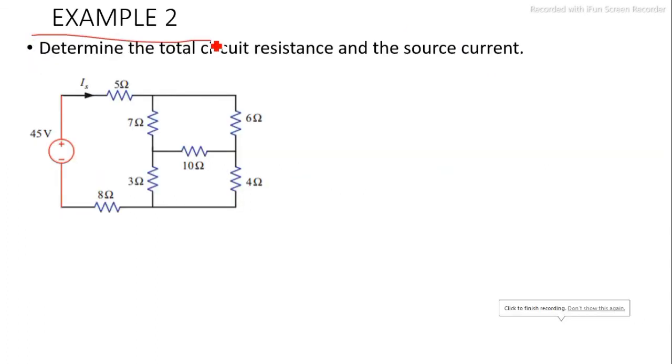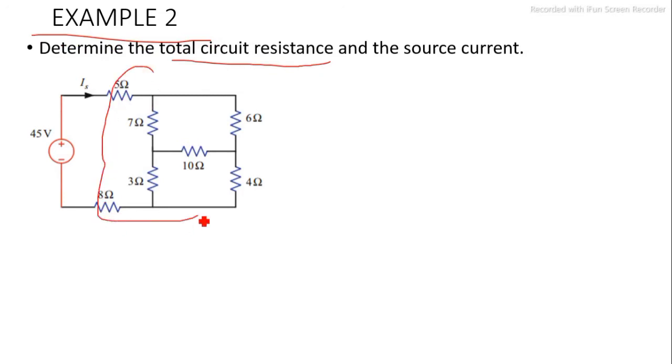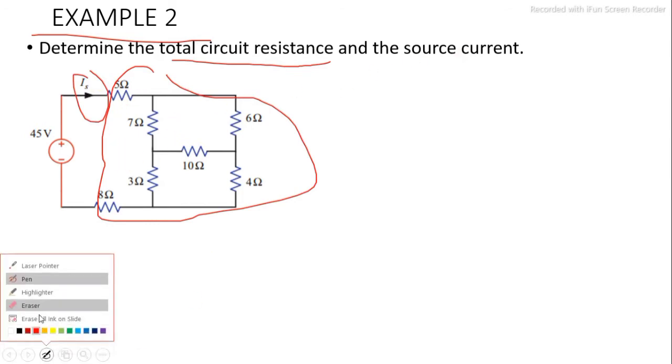So let's move to example 2. In example 2, we have to determine the total circuit resistance for all this. We have to calculate the equivalent of all this and the source current. If you know the equivalent resistance, then we can calculate our source current. Very easy. So let's start by calculating the source current.